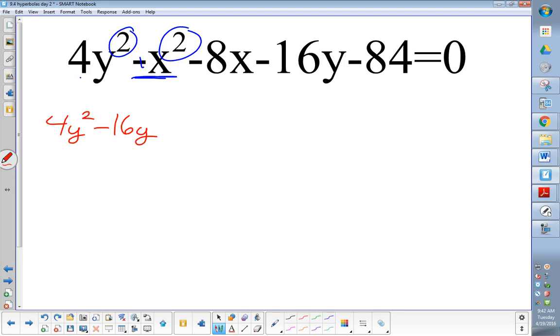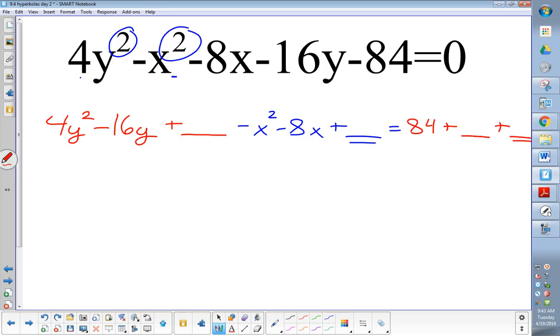So 4y squared minus 16y plus blank. This is minus x squared minus 8x plus blank equals positive 84 plus blank plus blank. Here we go. So let's look at this first thing. 4y squared minus 16y plus a blank.